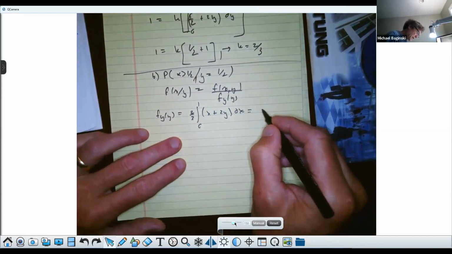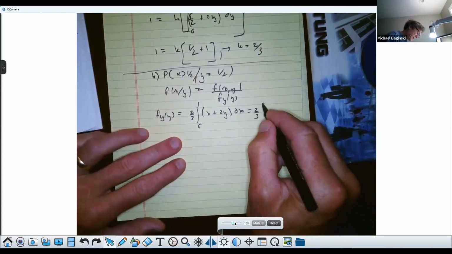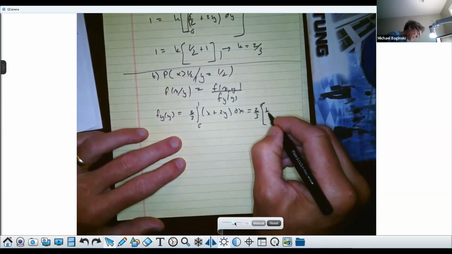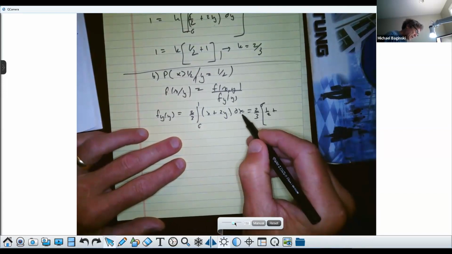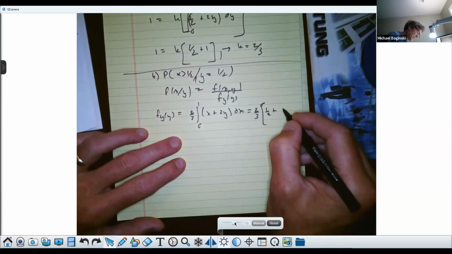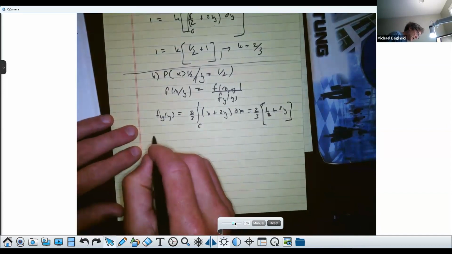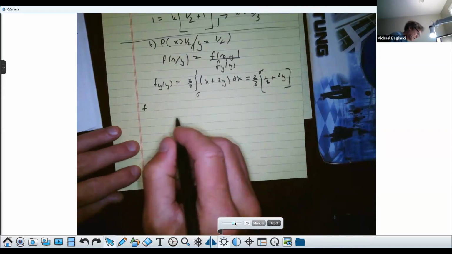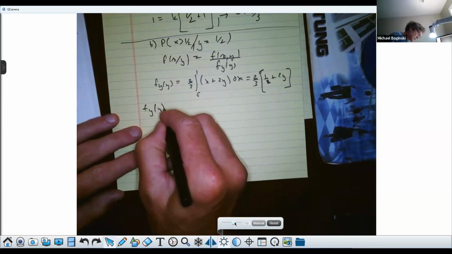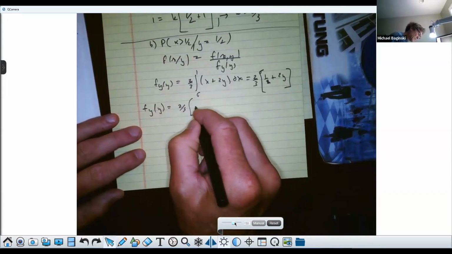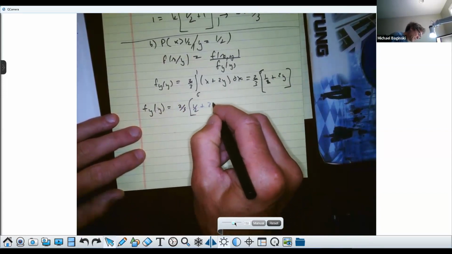So if I do that, I get 2/3, and then I integrate x dx, which is x squared over 2 from 0 to 1, which is 1/2, plus, and I integrate 2y dx, you get 2yx from 0 to 1, which is just 2y. Right here, so that's my f of y. Put it right here. So you all can see f_Y of y is equal to 2/3 times 1/2 plus 2y.